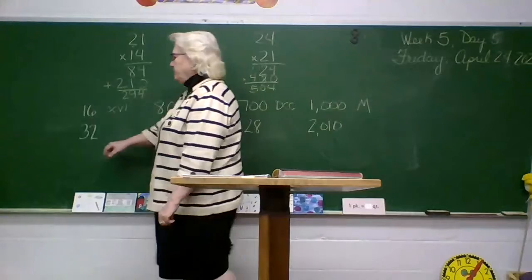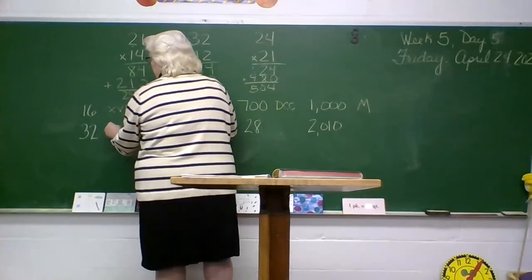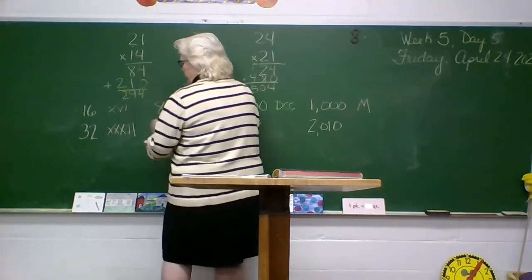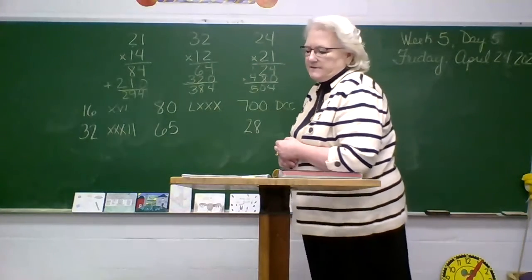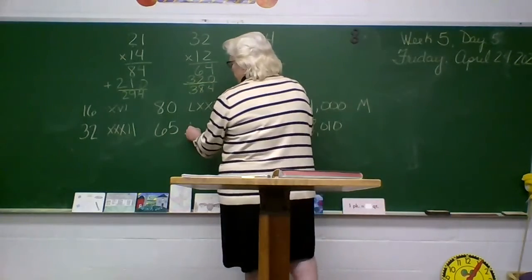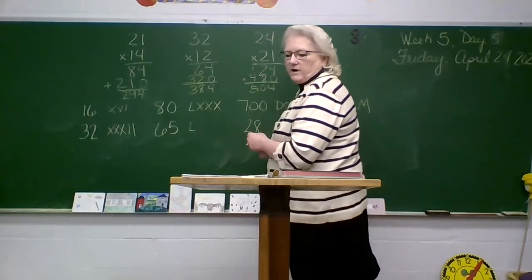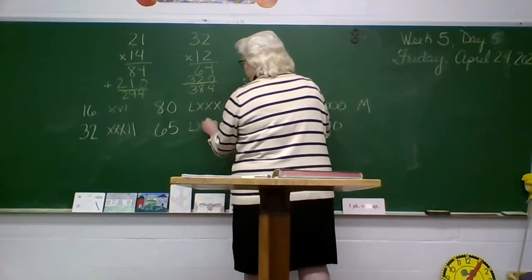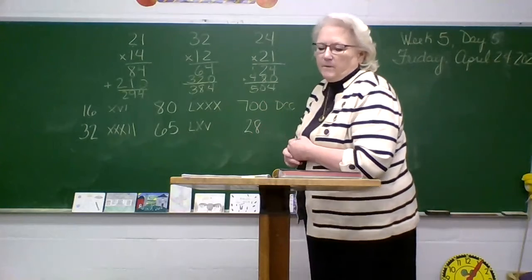How do we write 32? 32. X, X, X, 10, 20, 30, 31, 32. All right, how do we write 65? 65. L, 50. And we're going to add 10, so we're going to add an X. That makes 60, and a V makes 5. 50, 60, 5.